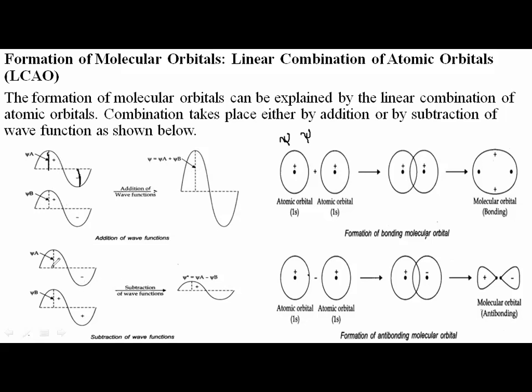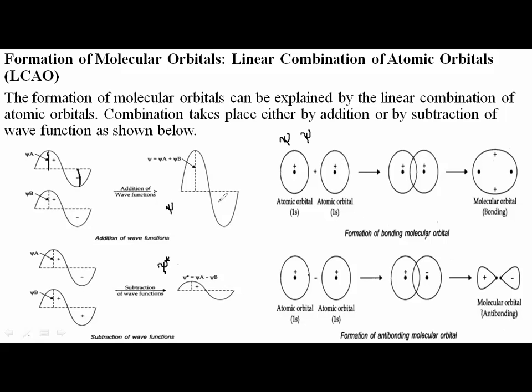How do we write subtraction? This is psi A and this is psi B. Addition is written as psi. Subtraction is written as psi star. So psi star is equal to psi A minus psi B. When you do subtraction, you will get a lower wave. Amplitude will be less. You just need to remember this. This doesn't have anything to do with our concept.